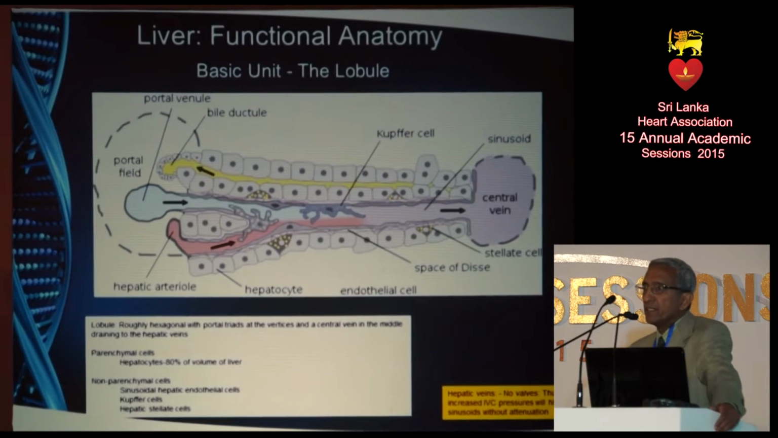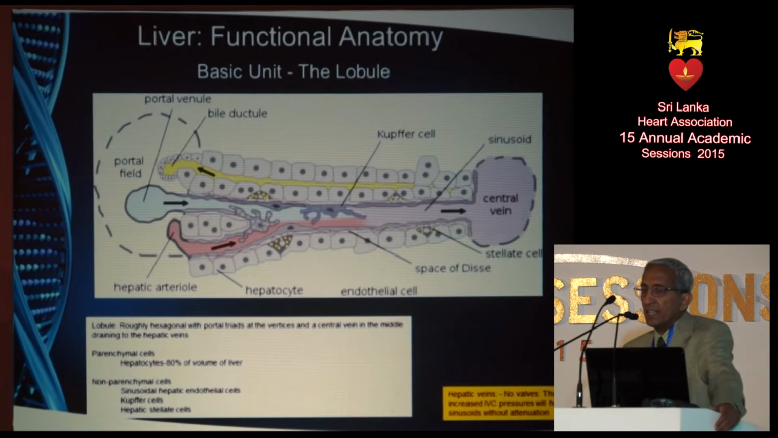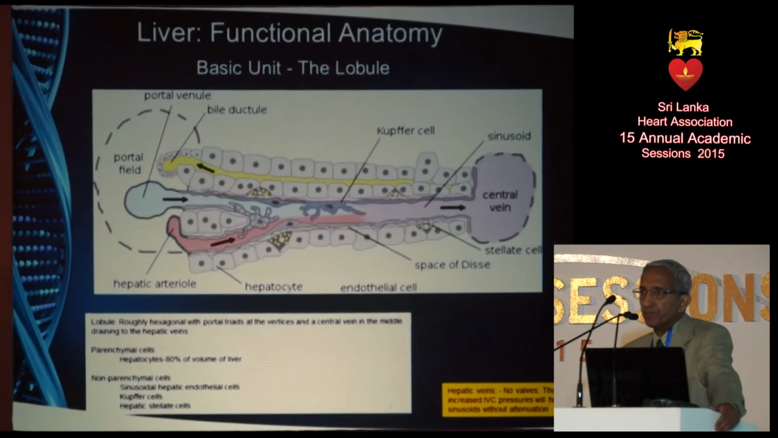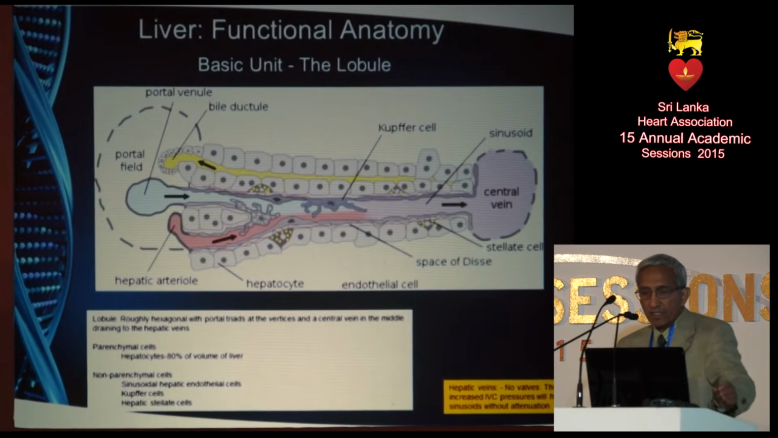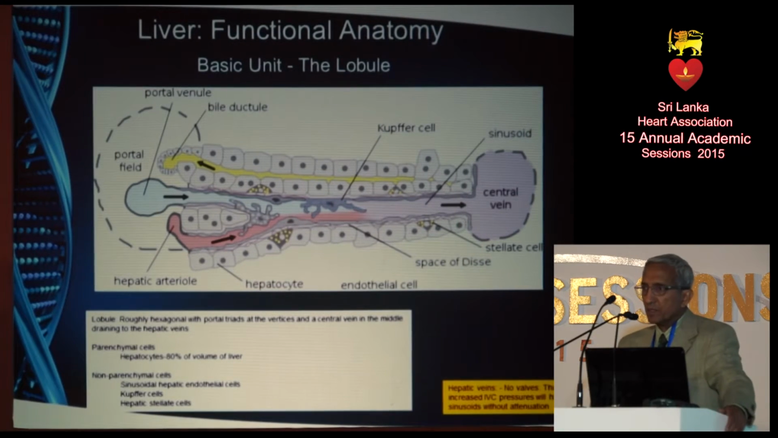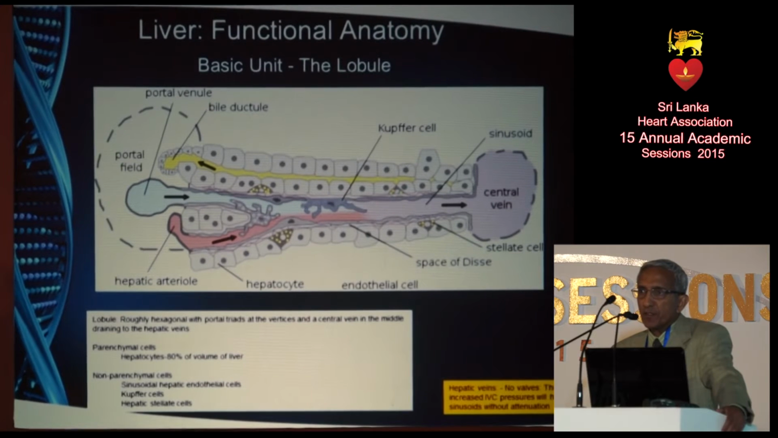The hepatic veins themselves don't have any valves, so as a result, any increased pressure in the IVC is directly transmitted to the liver. Now, when you have any heart disease, the effect on the centrilobular areas versus the other areas would depend on where the insult is coming from.